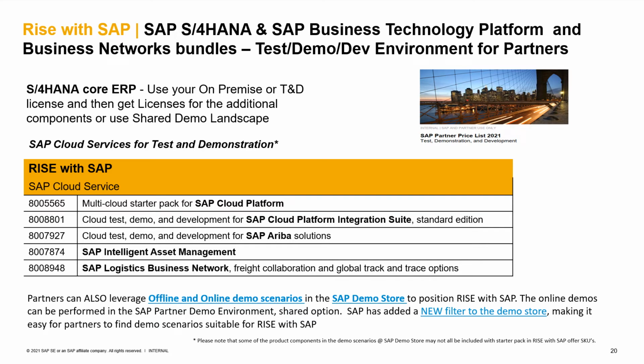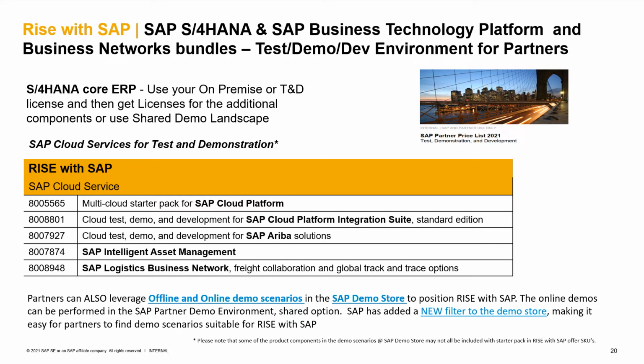So for SAP Cloud Services for test and demo, for the components that I just spoke about in the earlier slides, here we see the T&D material number and the description. So these are listed here. If you're interested, then go to the SAP demo store and you can take a look there for more information. In addition, partners can also leverage offline and online demo scenarios that we've also put in the demo store. And you can use these to position Rise with SAP.